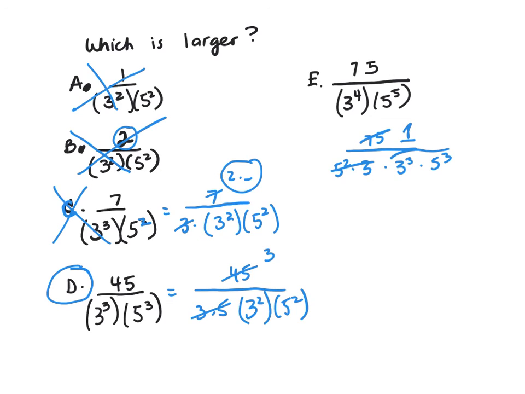This is very, that's larger than 3 squared, 5 squared. So 1 divided by a large number will be smaller. So once again, your answer is D.